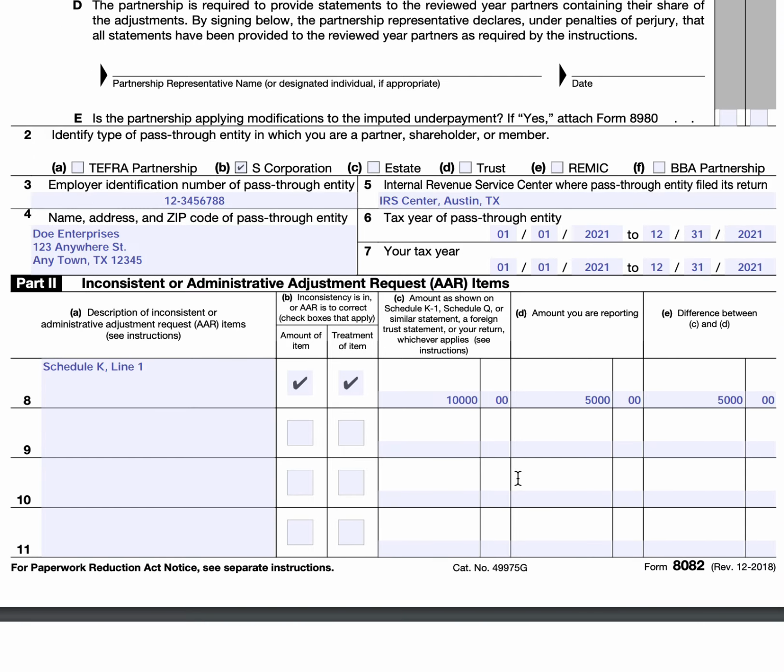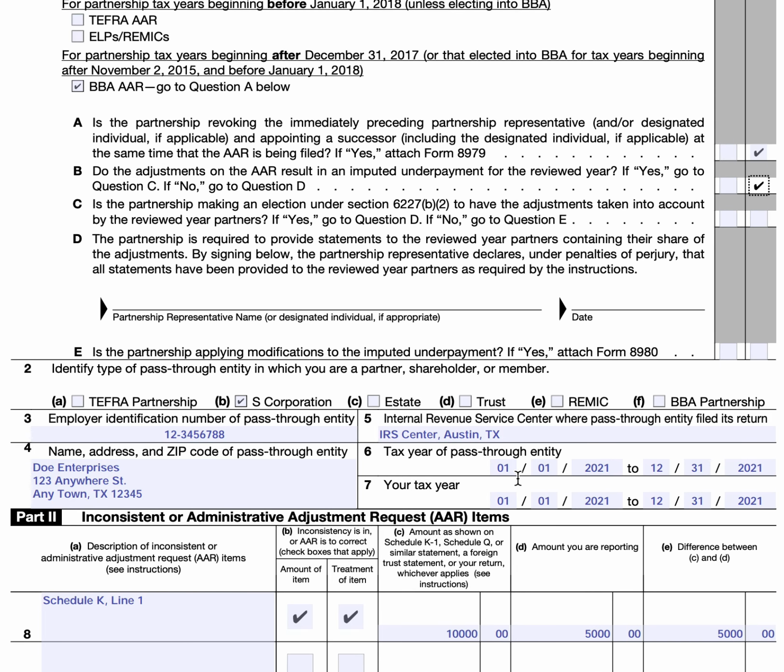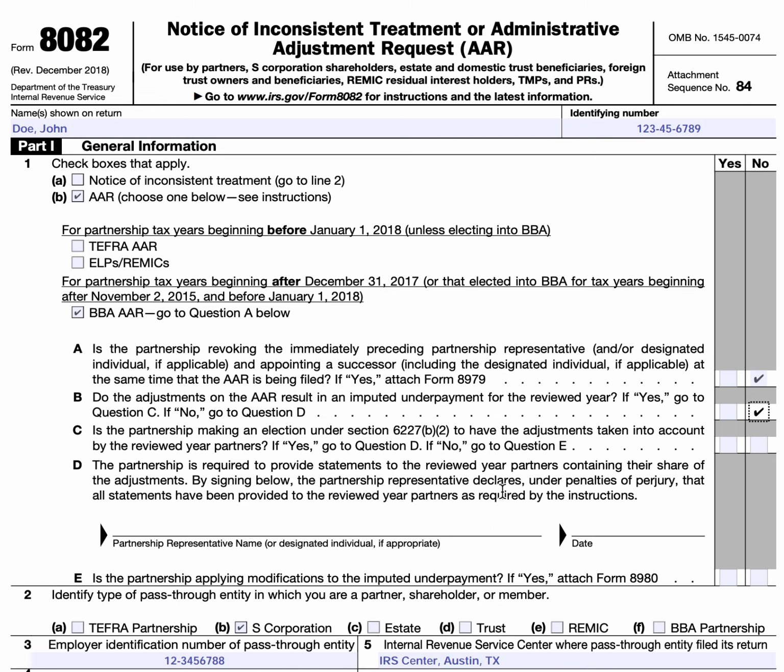So for more information on this, you can go to our website, teachmepersonalfinance.com, type in IRS Form 8082, and you'll see basically a complete breakdown of this tax form, and we go into depth about much of this stuff right in here.